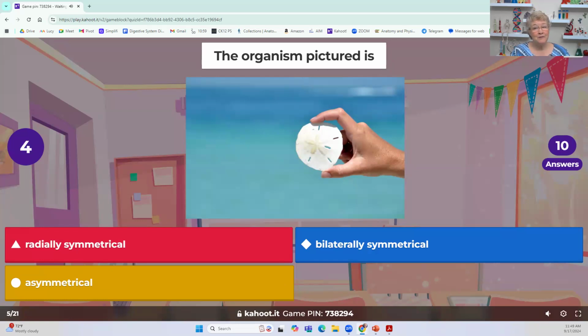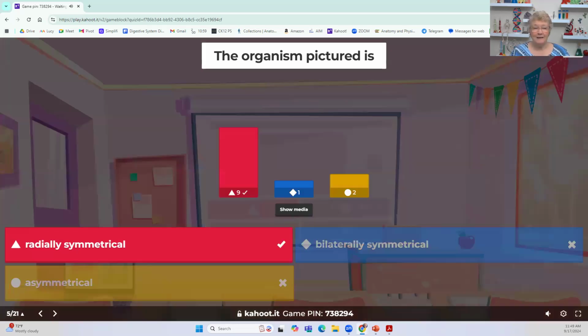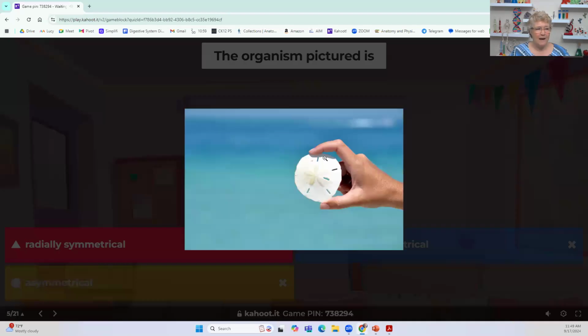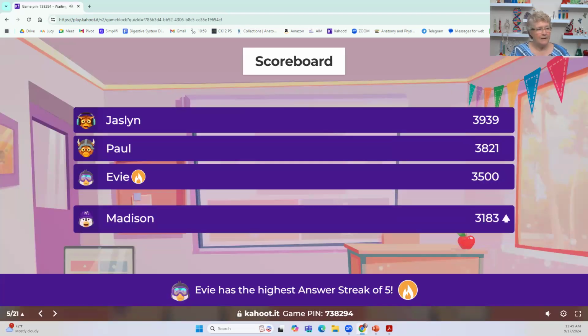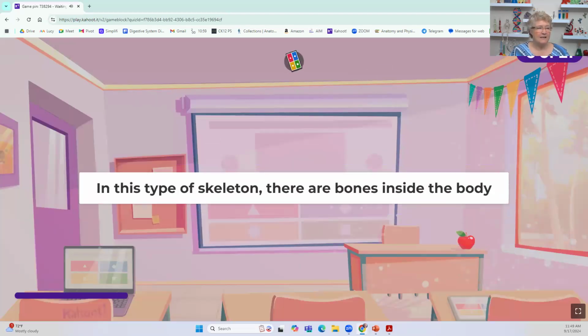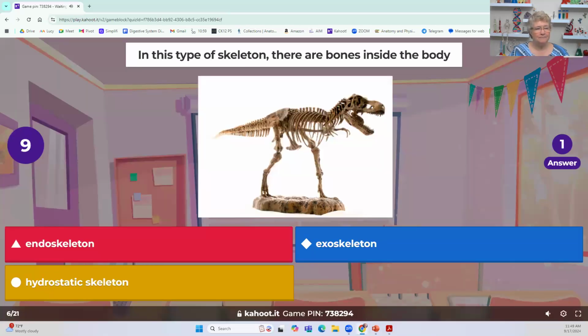So it's mostly round. Keep in mind what that means. Mostly round. That is radially symmetrical. Again, it's kind of round. Anywhere along here, you can draw a line and it will be roughly the same on both sides. All right. Question 6. In this type of skeleton, there are bones inside the body.